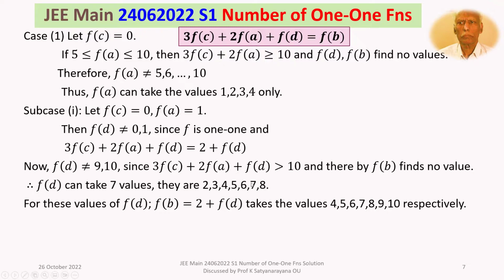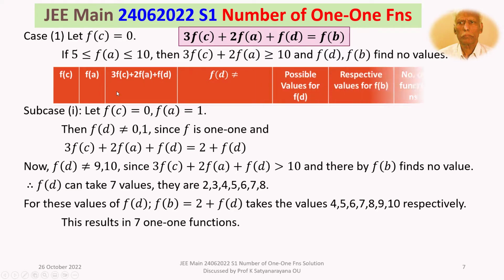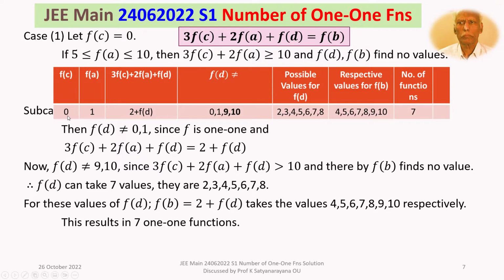For these f of d values, the respective values are this. So these are tabulated. This results in 7 one-to-one functions. This is tabulated in this tabular form. F of c, f of a, and all these things are here. And f of c is 0, f of a is 1. This is the subcase we have just discussed.